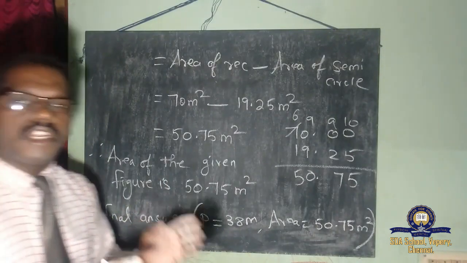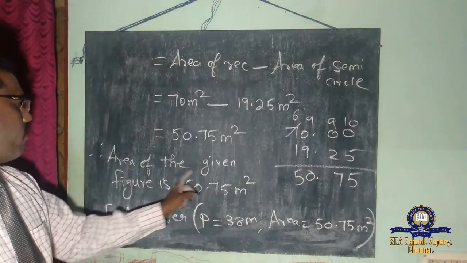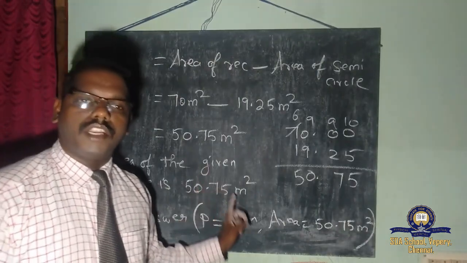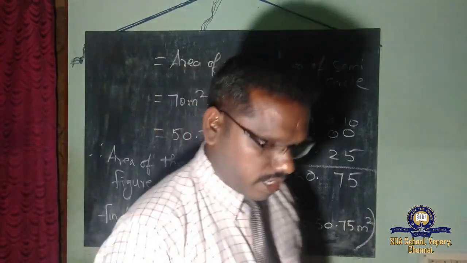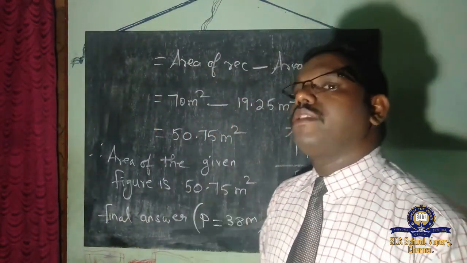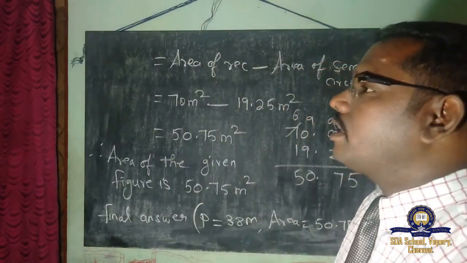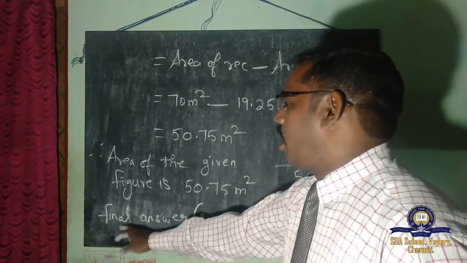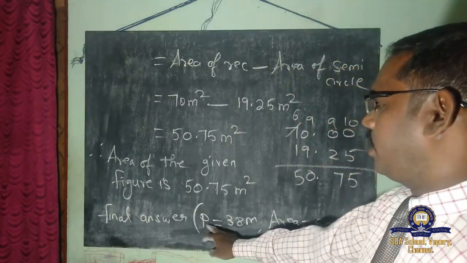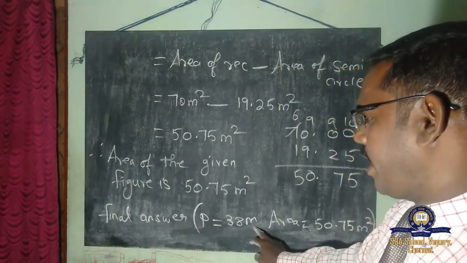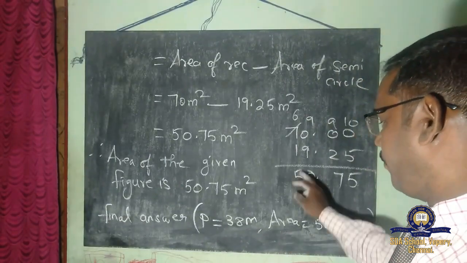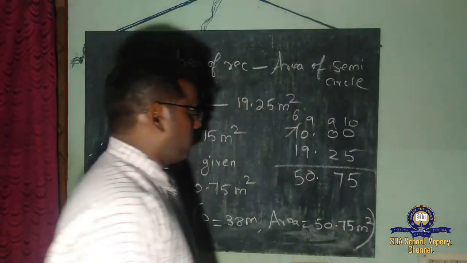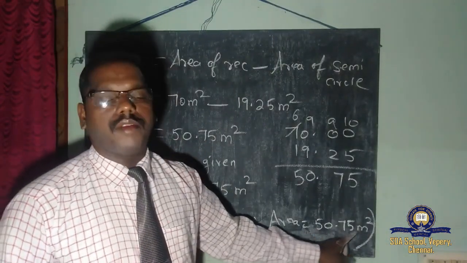Therefore, the final solution is area of the given figure is 50.75 meters square, isn't it? So how can we give the final answer? Because they asked what is the perimeter and area. So already we have found that final answer it will be like this: perimeter is equal to 38 meter and the area of the given figure is 50.75 meters square.